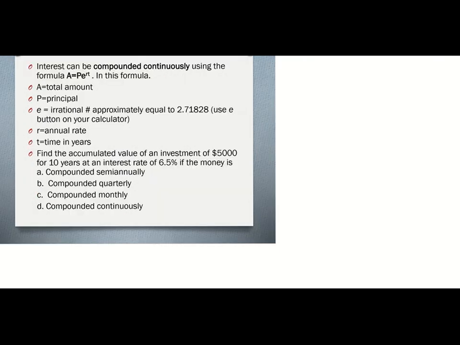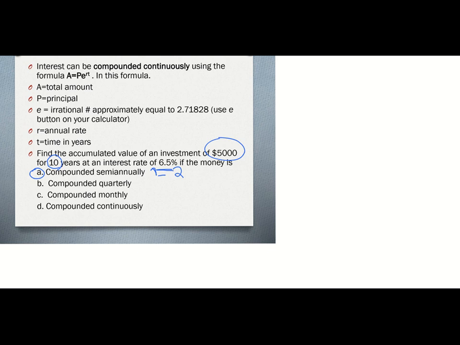All right, so here we're going to compare. We're going to use the same problem: we have an investment of $5,000, and it's going to be in an account for 10 years, and it's an interest rate of 6.5%, but we're going to look at it if it's compounded at different amounts. So the first one will be compounded semi-annually. And again, with semi-annually, that is going to be twice a year, so n will be equal to 2 there.